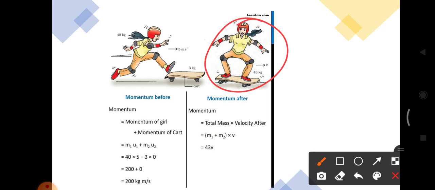When she is on the cart, we have to calculate the momentum after. The momentum equals the total mass into the velocity after. The total mass is the mass of the cart with the mass of the girl. The mass of the girl is 40, the mass of the cart is 3, so 43. The velocity we have to calculate. So 43 V.